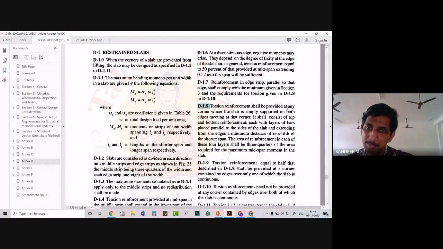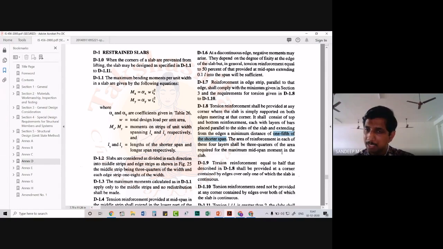The torsional reinforcement shall be provided at any corner where the slab is simply supported on both the edges meeting at that corner. Okay, it shall consist of top and bottom reinforcement, each with layers of bars placed parallel to the sides of the slabs and extending from the edge a minimum distance of, you please note down this, 1/5 of the shorter span. So basically the minimum distance through which we have to provide torsional reinforcement is 1/5 of the shorter span. The area of reinforcement in each of these layers, 4 layers, shall be 3/4 of the area of reinforcement for the maximum middle span moment.